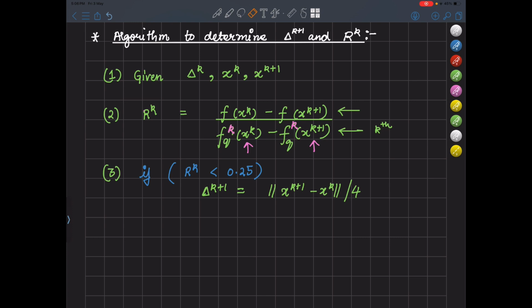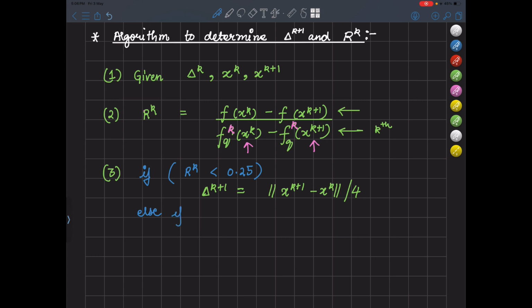Now if rk is small, so basically this if condition says if rk is small, then the reduction in actual function is less compared to the reduction in approximated function. So what we do, we shrink the region of trust.